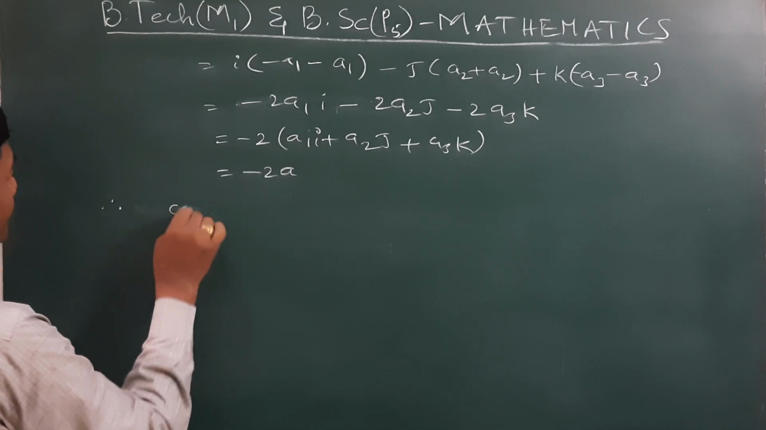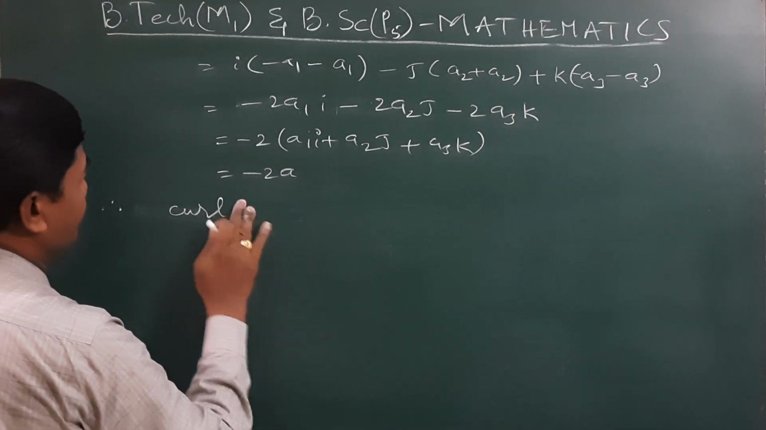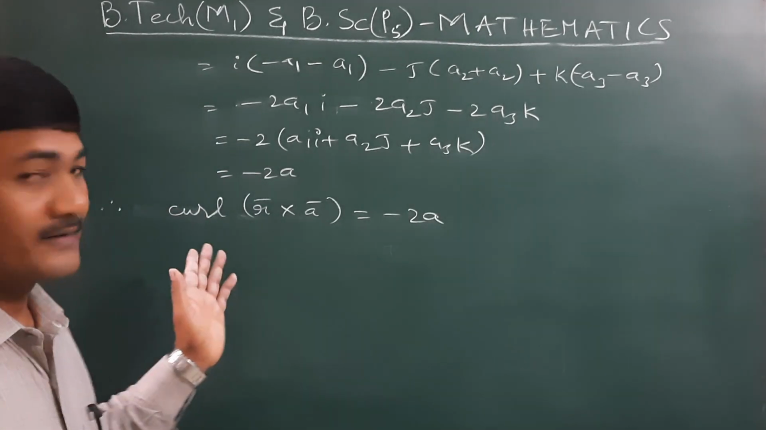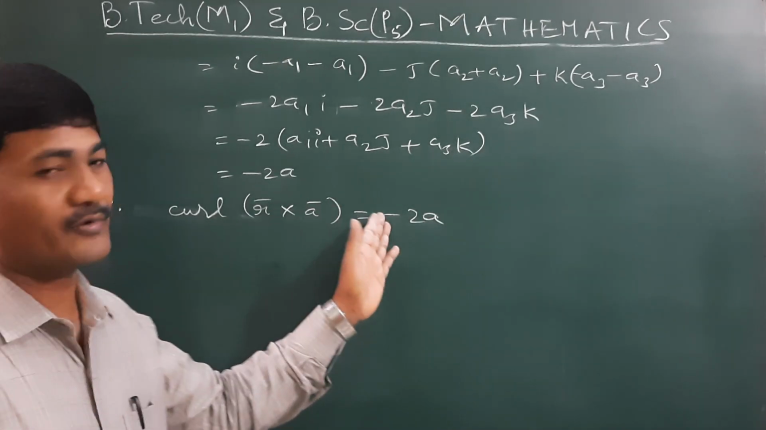Therefore, curl of (r bar cross a bar) is equal to minus 2a.